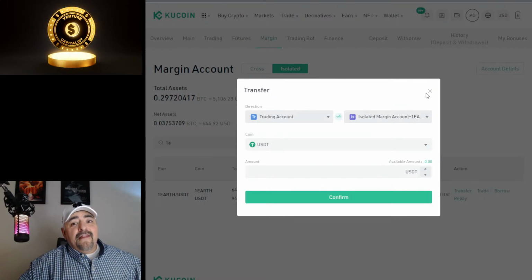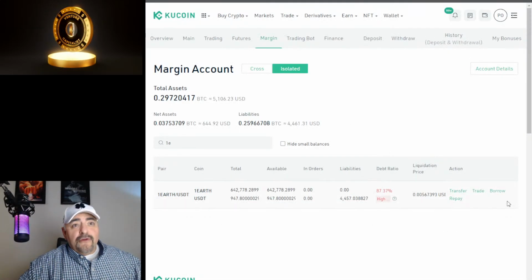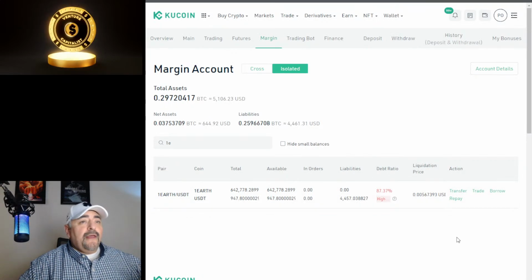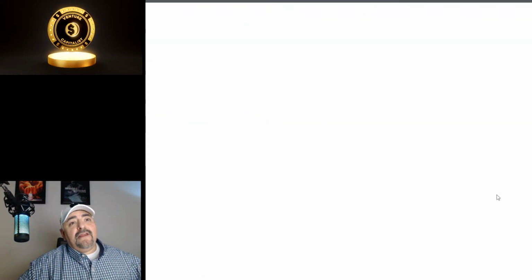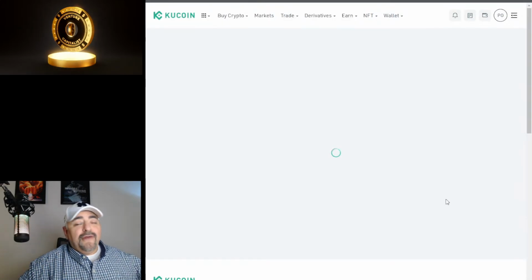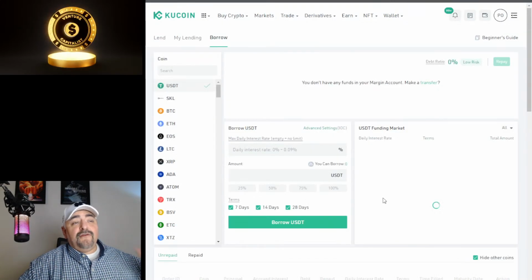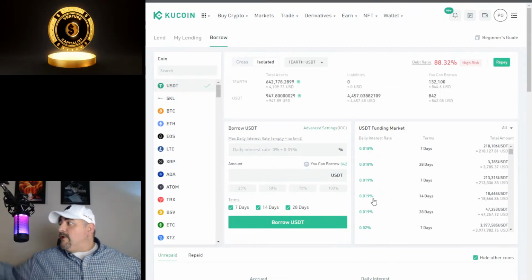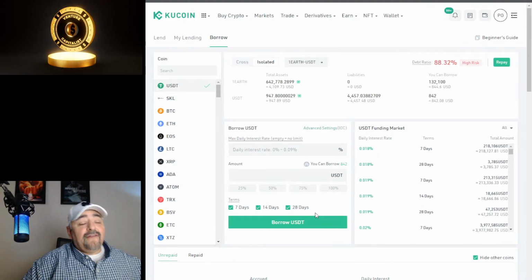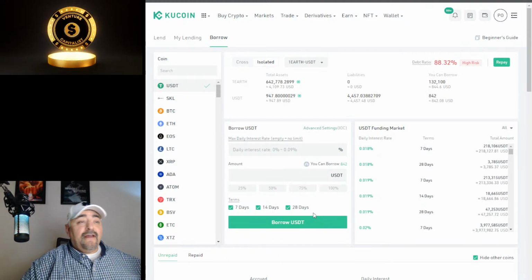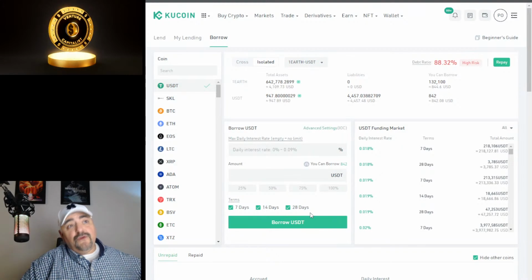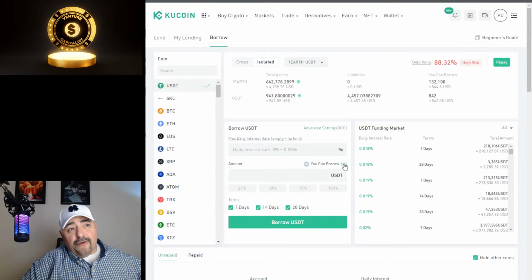Once that's there, that basically opens up the door to where you come over here and you hit borrow. When you hit borrow, it's simply going to give you the opportunity to borrow USDT. Okay, which means you can 10x your current money times 10. So we originally put 20 bucks in, so we leveraged to 200, and we kept leveraging. So now see how it says you can borrow $848?